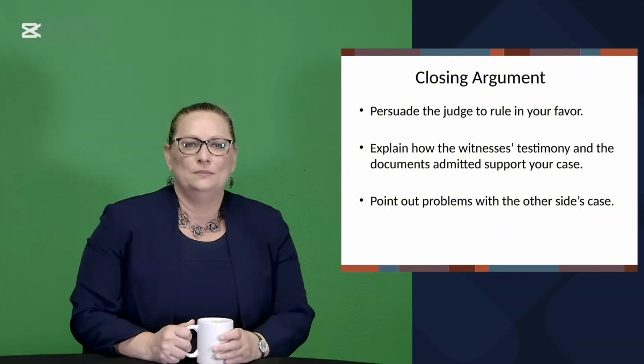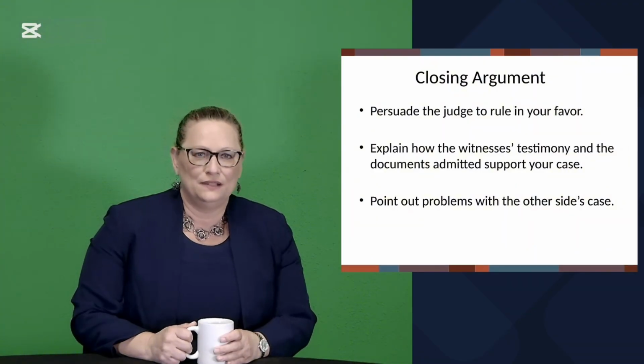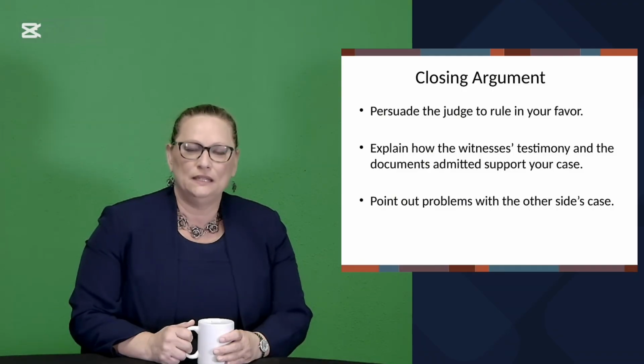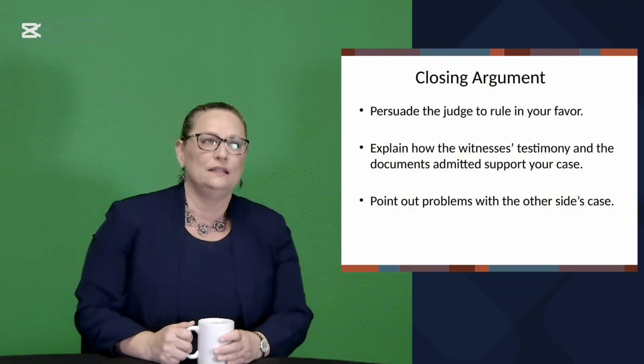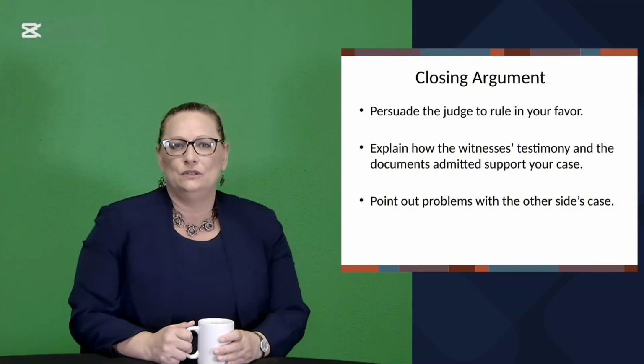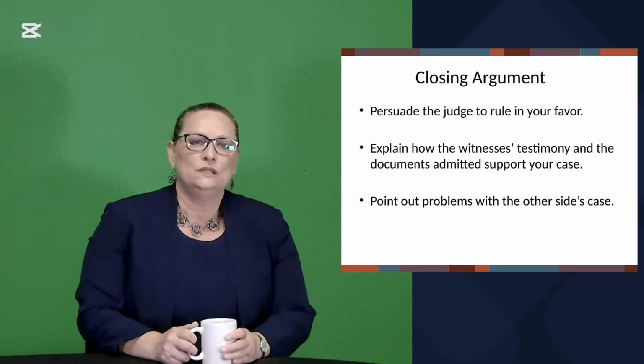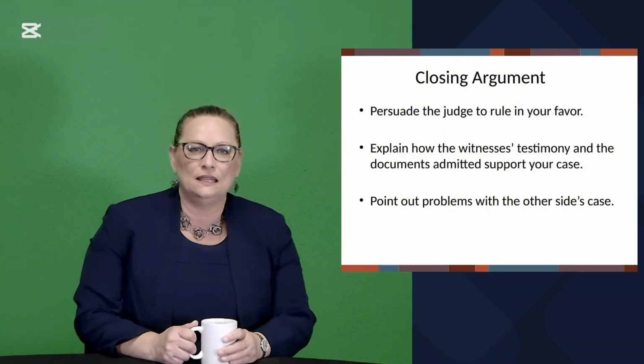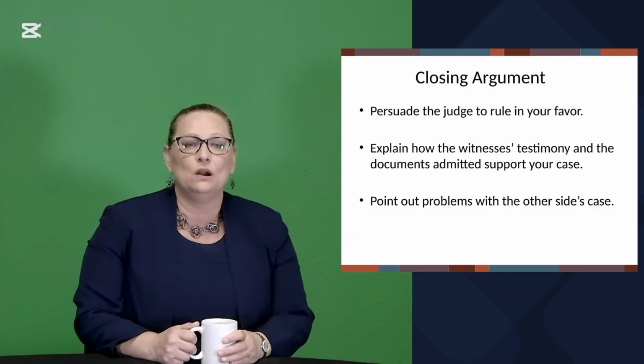Once all of the witnesses have testified, then at the end of the proceeding, both sides will do a closing argument. In initial proceedings, the plaintiff goes first, then the defendant. In modification or enforcement proceedings, the person who filed the motion, the movant, goes first. The closing argument is to persuade the judge to rule in your favor. So unlike an opening statement, where you're just detailing out the facts, in a closing argument, you are going to argue.